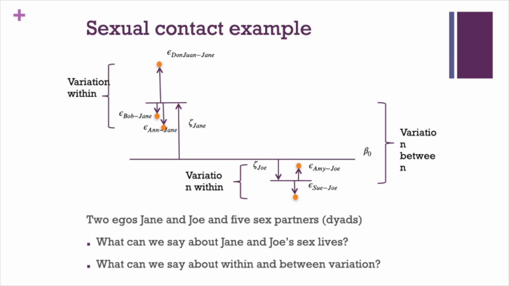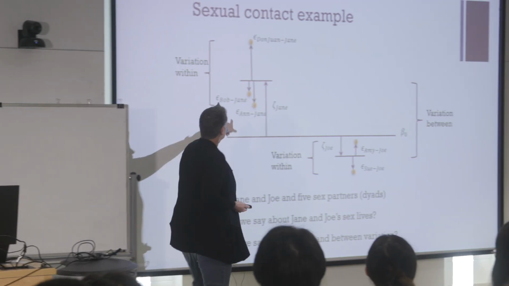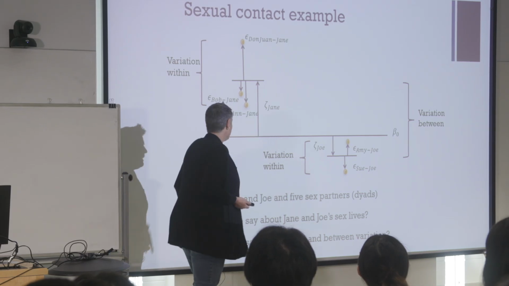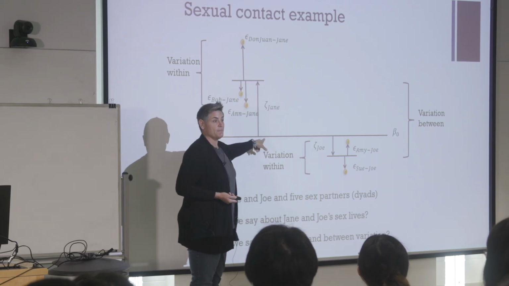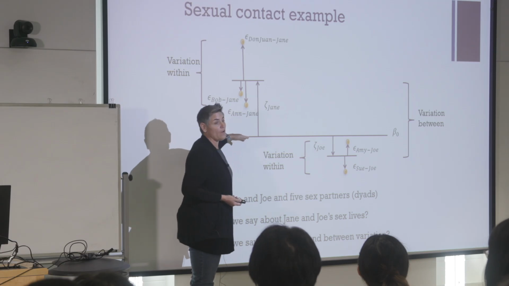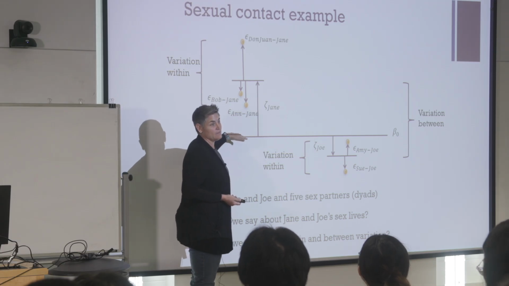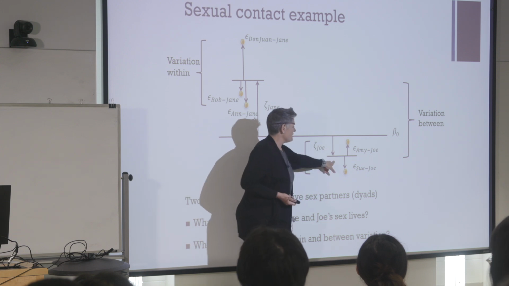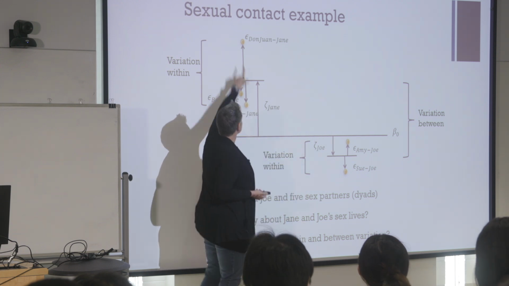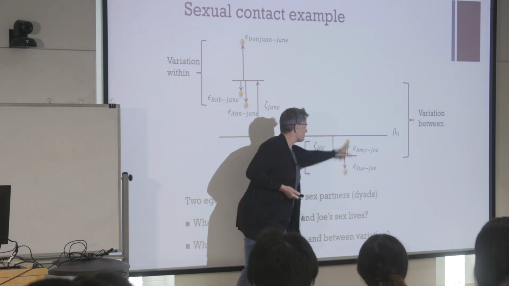Okay, so here's an example of what this would look like in a multilevel model. So suppose we have two egos, Jane and Joe, and between them they have 5 sex partners, right? Or 5 alters. So these are their alters, right? So this is Jane's zeta, or Jane's random intercept. This is the overall intercept, or the mean intercept for the sample as a whole. This is Joe's zeta, or Joe's intercept, right? And so these are Jane's sex partners and Joe's sex partners.